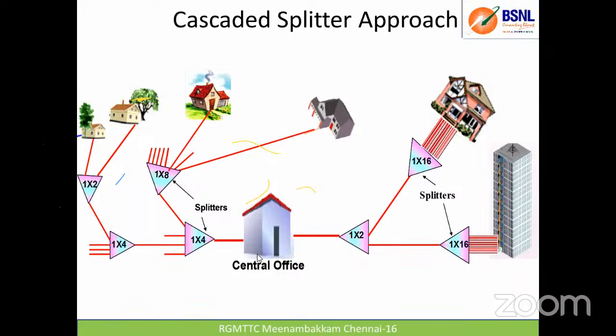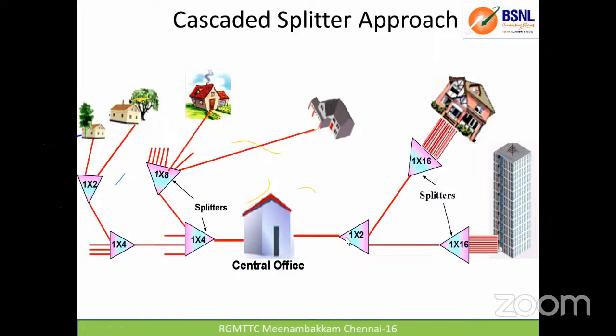This is the central office. That is the place where we place the OLT, the optical line terminal. From the optical line terminal, we use some splitters. There are different splitter ratios available, that is 1:2, 1:4, 1:8, and 1:16. Depending upon the usage, they can go for that particular splitter.